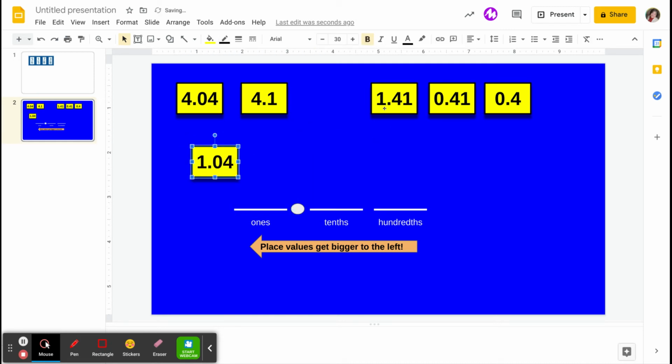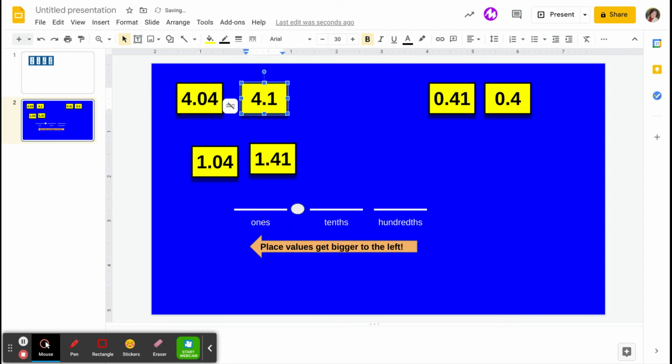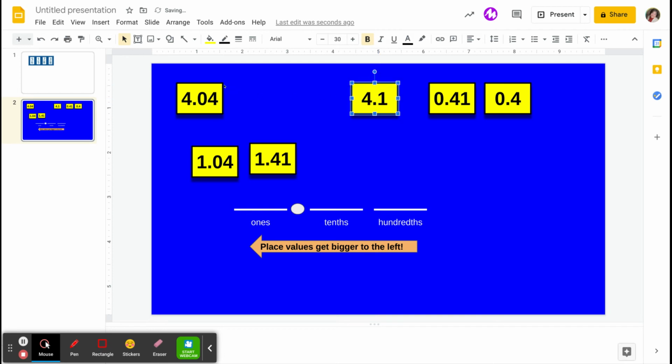How about the next one? 1 and 41 hundredths. That one's smaller than my ones that start with 4, so I'm going to move that one down as well. So let me get those rearranged. We'll be thinking about those.